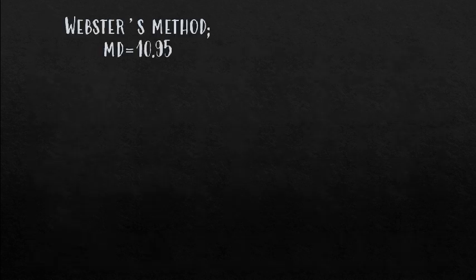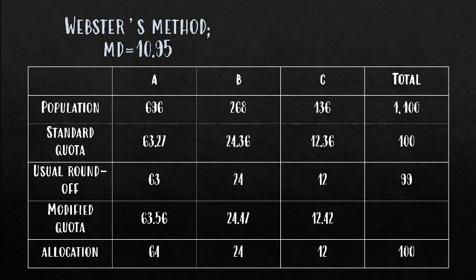Next is Webster's method. In Webster's method, we just use the usual rounding off of values. Retain the whole number when the decimal is from 0 to 4, then add 1 if the decimals are from 5 to 9. In this example, our modified divisor is 10.95 to obtain the exact amount that is required to be apportioned.